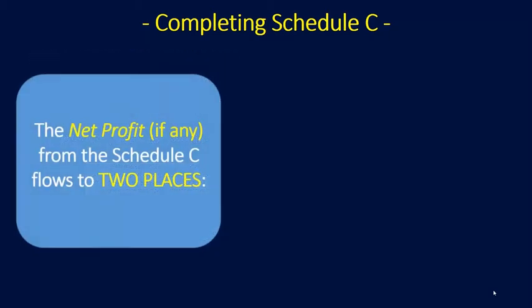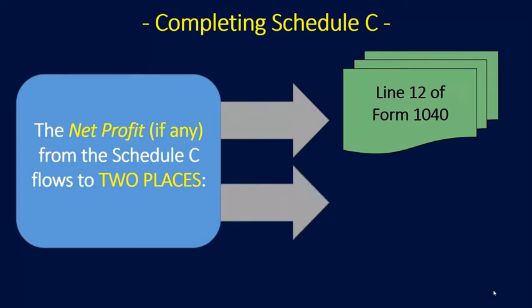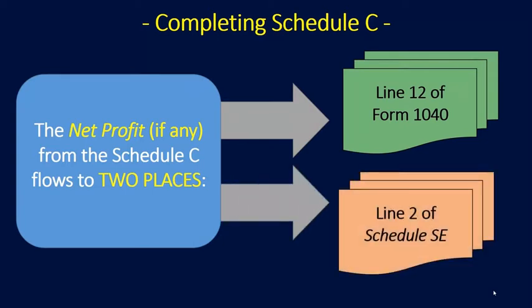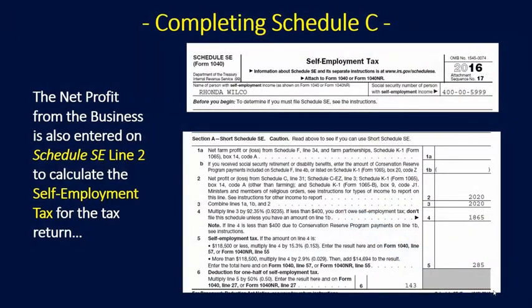So, the net profit, if there is any, from the Schedule C flows to two places. Line 12 of the 1040 and line 2 of the Schedule SE to calculate self-employment tax. The net profit to line 12 of the 1040's income section shows up right there from the Schedule C. And the net profit from the business is also entered on Schedule SE line 2 in order to calculate the self-employment tax for the tax return.